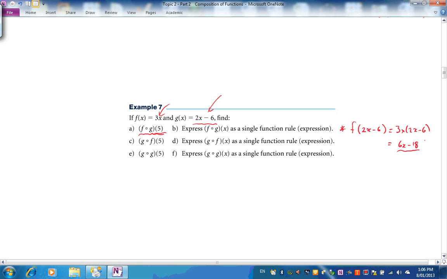All right, you might like to pause the presentation and have a go at these other parts, some with numbers in them, and then writing general expressions.